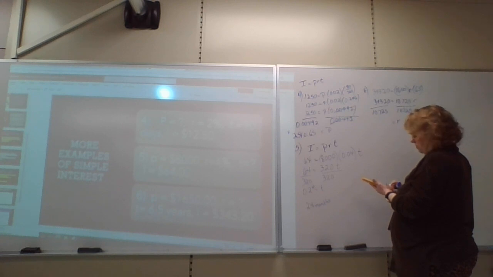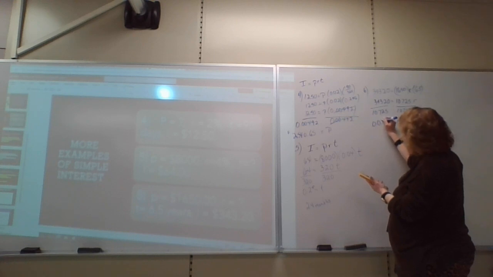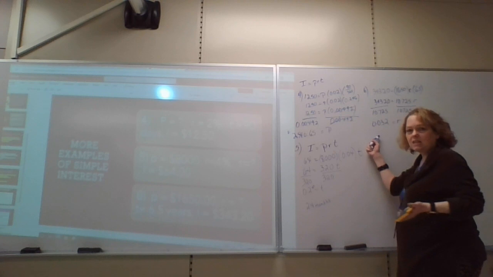0.032. 43, 20, divide by 10,725. And I get 0.032. That's what you guys got? Yes. So you don't put this as an answer.